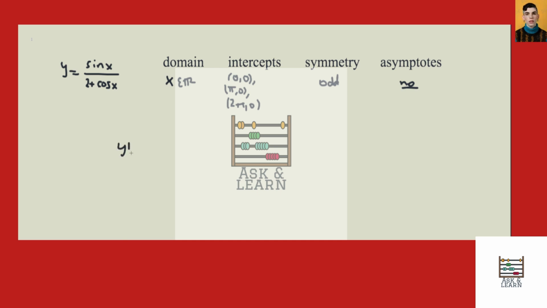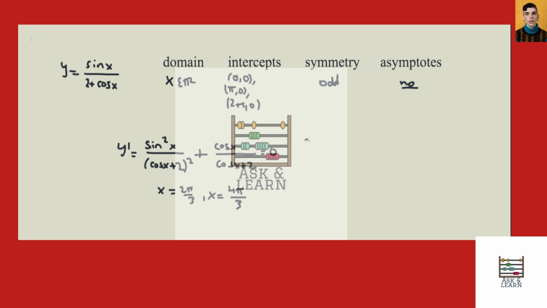So y prime, first derivative test. Y prime is sine squared x over cosine x plus 2, squared, plus cosine x over cosine x plus 2, equals 0 to find the critical points. x equals 2 pi over 3 and x equals 4 pi over 3 for every period of 2 pi. Now this is periodic, so obviously it will repeat.